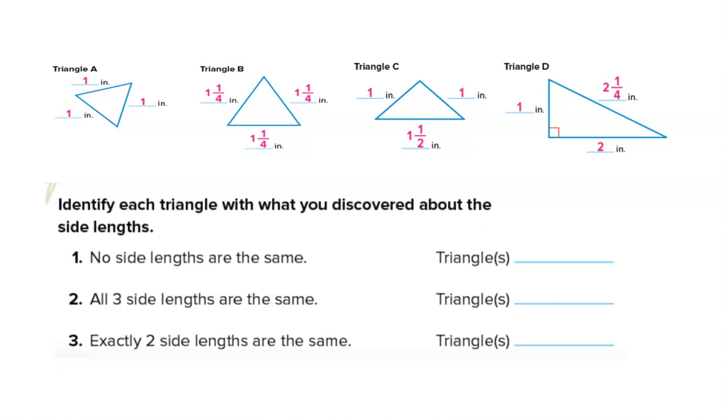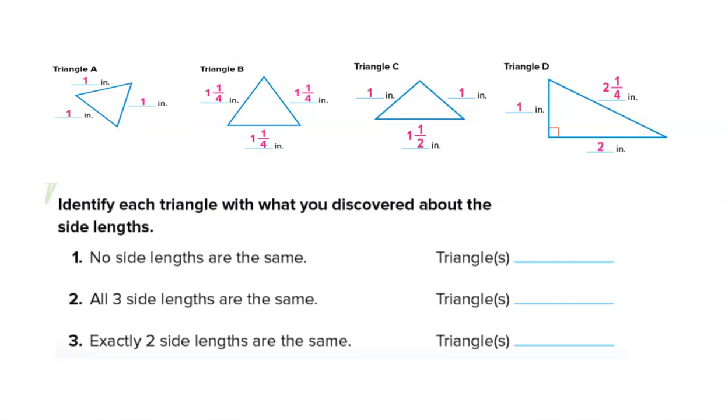So we have this side is 1 inch long. This long side here is 2 1/4 inches long. And then this bottom side is 2 inches long. So what triangle has no side lengths that are the same? The answer would be triangle D. Now for number 2, which 2 triangles have all 3 side lengths the same?